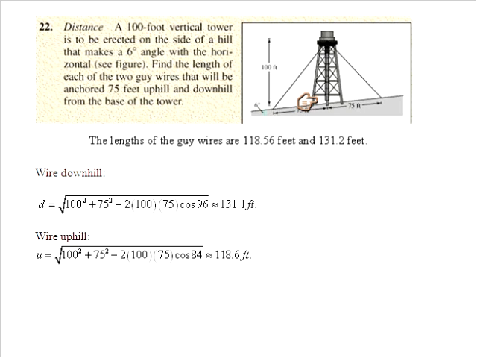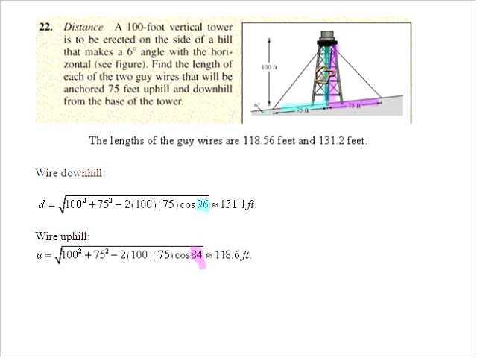To go downhill, we're actually adding that 6 degrees to this angle because it's actually obtuse in here. So that's when we're getting 96 degrees. When we're going uphill, our angle is actually a little bit smaller than 90 degrees. So 90 minus 6 is your 84. So that's how we get those two measurements respectively.